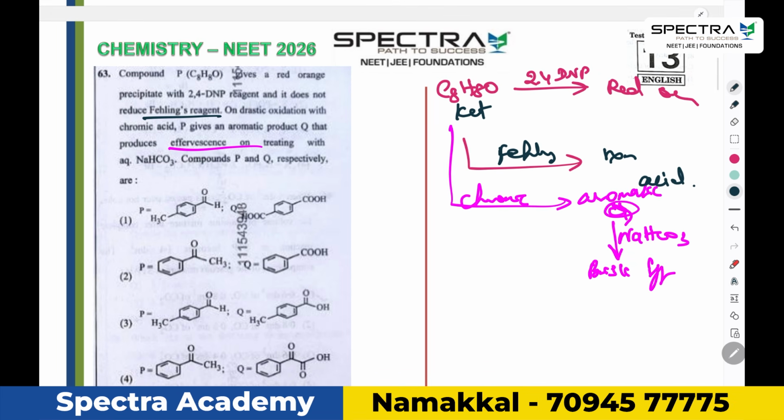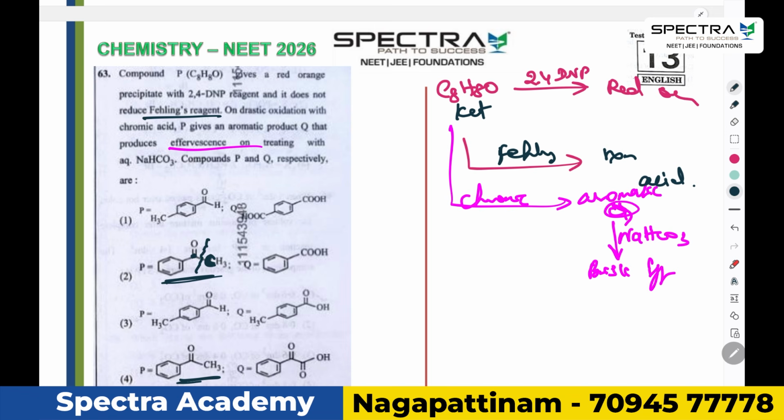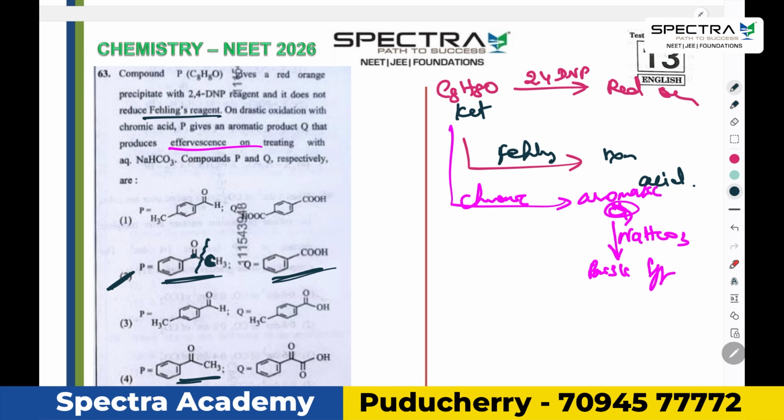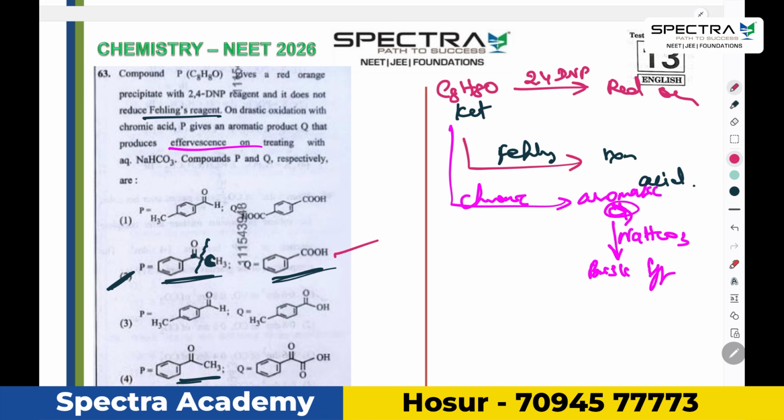So your answer: first one is a ketone and second one is an aromatic carboxylic acid. The number of carbons decreases according to Popoff's rule. So the answer for this question is option 2, because according to Popoff's rule, whenever a ketone is oxidized, there will be a decrease in carbon chain length. So it is option 2.